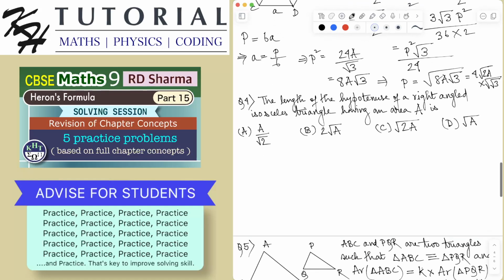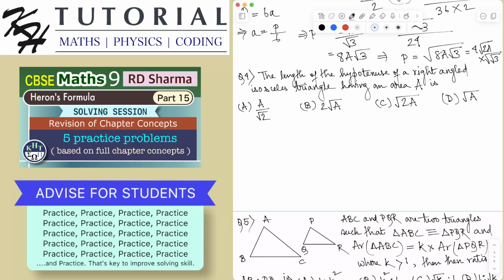Okay, let's see the next problem. The length of the hypotenuse of a right angled isosceles triangle having an area A is. So if you have a right angled isosceles triangle ABC, obviously the two arms are the equal sides. Let's say the length of the two arms or the two equal sides are a.